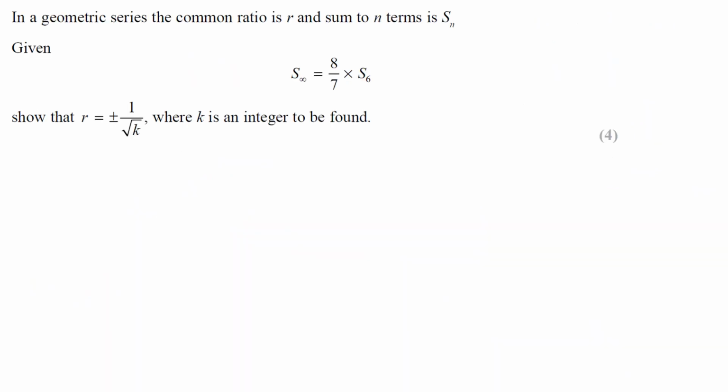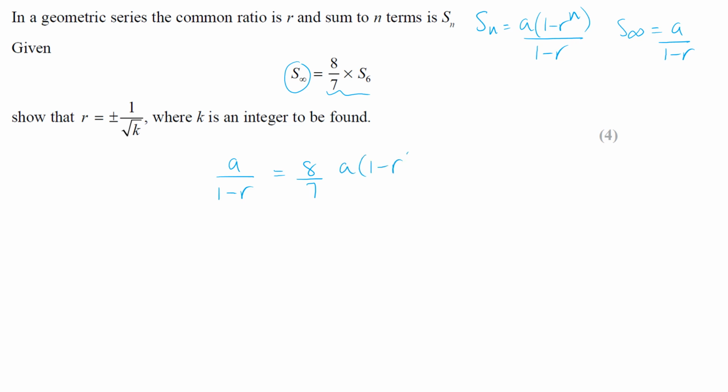This is another series question, and you need the formulae that S of n is equal to a into 1 minus r to the n over 1 minus r, and S to infinity is a over 1 minus r. That's telling us in this question that the sum to infinity is 8/7 the sum of the first 6 terms when n is 6. So that's a over 1 minus r is equal to 8/7 times a into 1 minus r to the 6 all over 1 minus r.